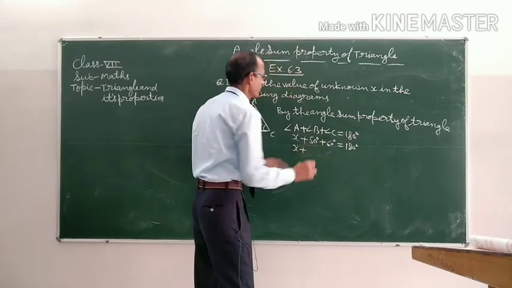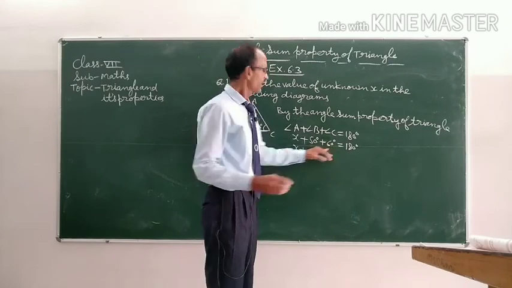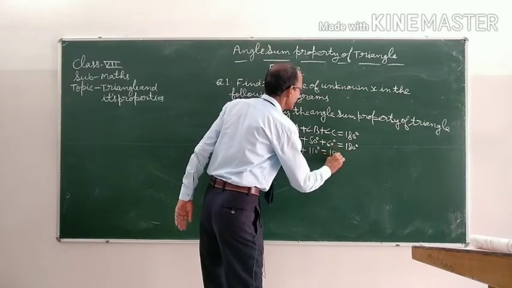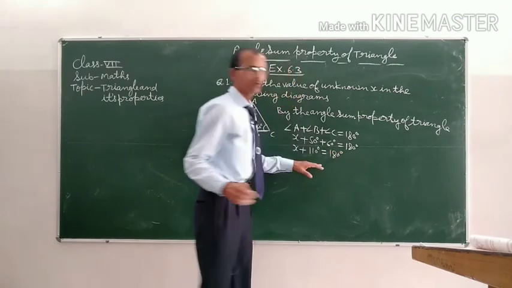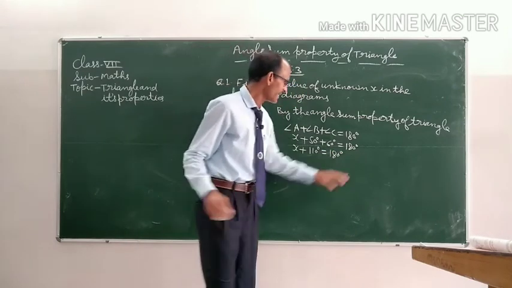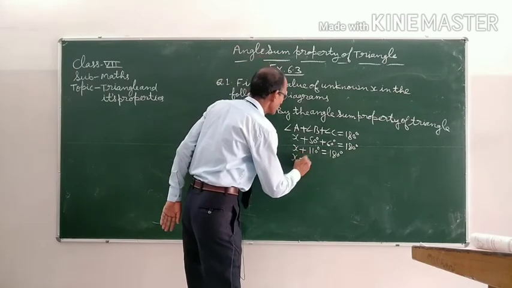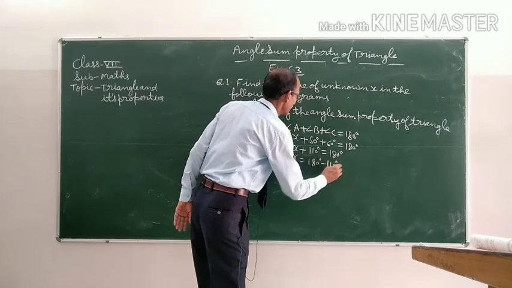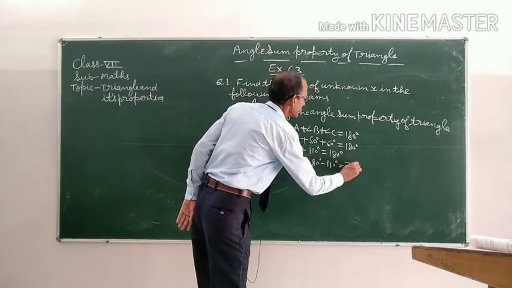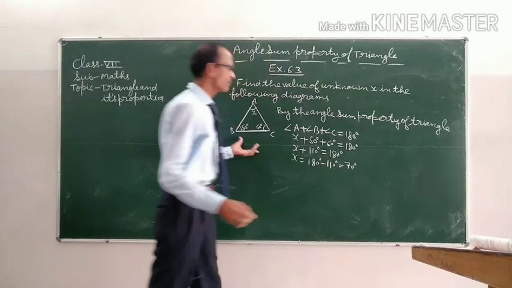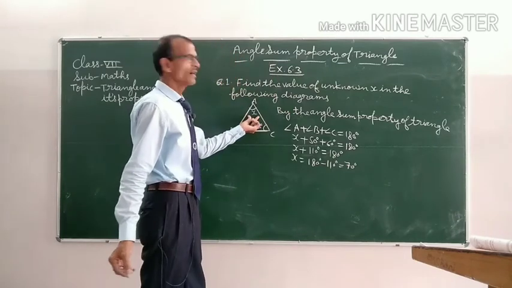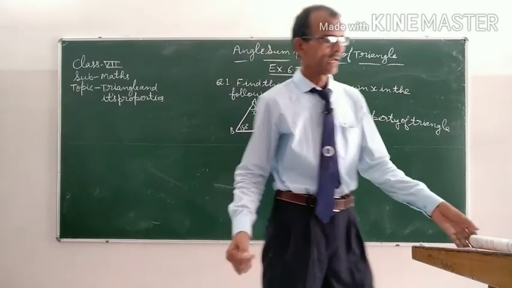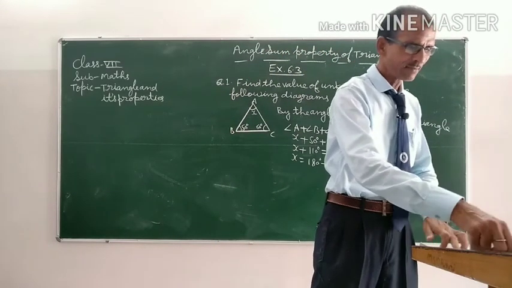X plus 50 plus 60, 110 degree is equal to 180 degree. Transposing 110 degree to right hand side, x is equal to 180 minus 110 degree is equal to 70 degree. Okay? This way we can find the value of unknown angle x. Let us see some other questions.